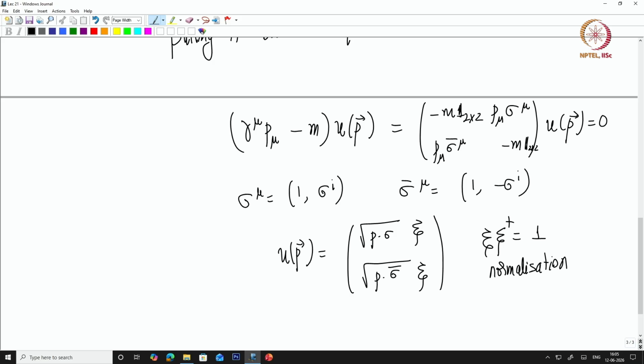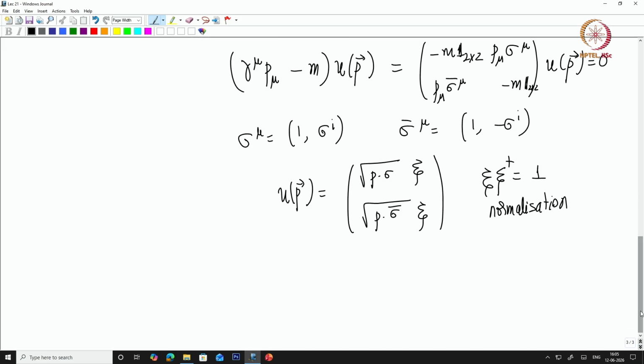So with this, then any two component spinor you can have a normalization. With this now let us fix what it is. So u(p) is the solution essentially. So the spinor will have these two components, ξ and a 2 by 2 component, in this particular fashion.